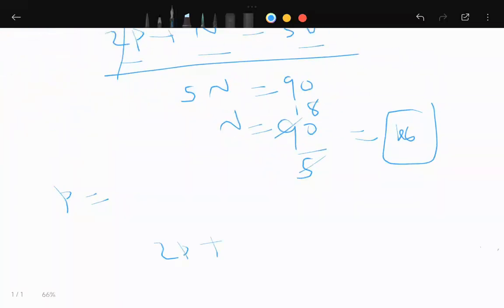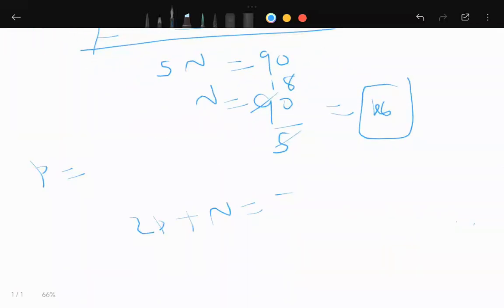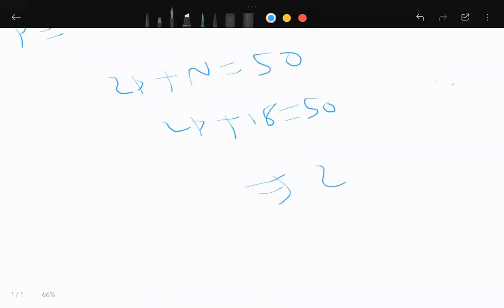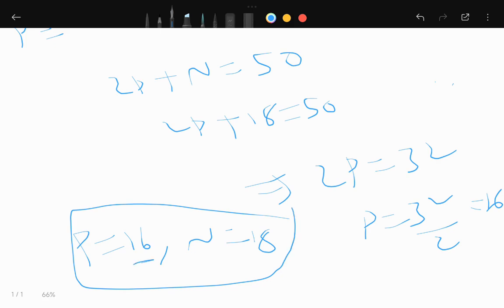2p plus n equals 50, right? 2p plus 18 equals 50, which implies 2p equals 32, p equals 32 by 2, which is 16. So p equals 16, n equals 18. So 1 pen costs $16 and one notebook costs $18.